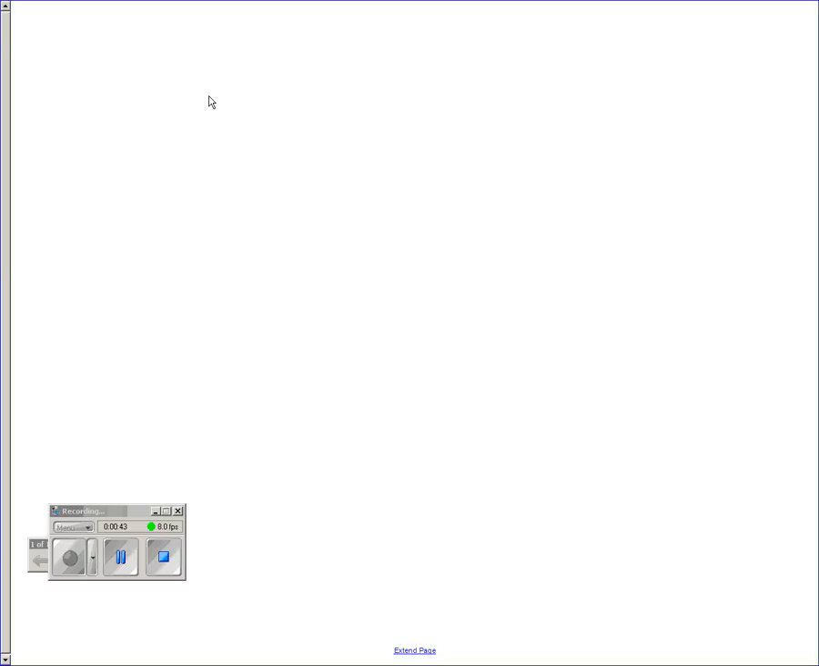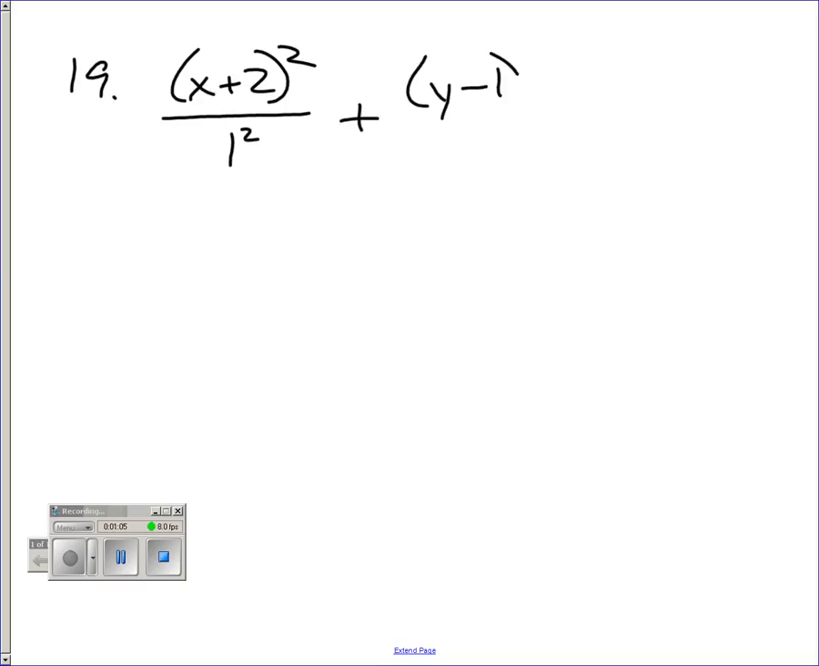All right. Let's take a look at 19. Number 19, we've got (x plus 2) squared over 1, and I'm going to write that as 1 squared, plus (y minus 1) squared. Now that's over a 4, but I'm going to put that over 2 squared. And that's equal to 1.